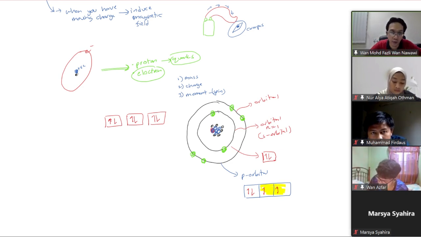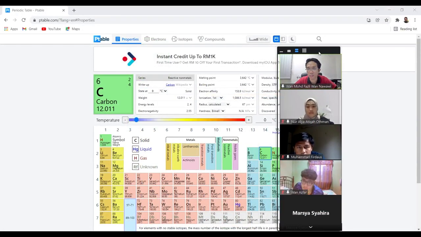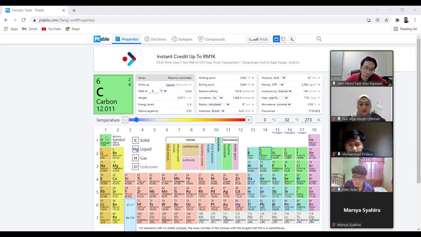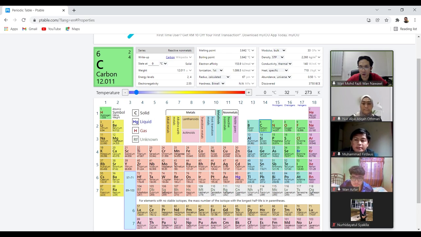So if you see the periodic table here, let me make it full, okay? If you look at the periodic table here, this periodic table is arranged in terms of orbital. This 1 and 2 here, this one is S orbital. You see my hand moving here? This 1 and 2 here is S orbital. This one from here to here is P orbital.